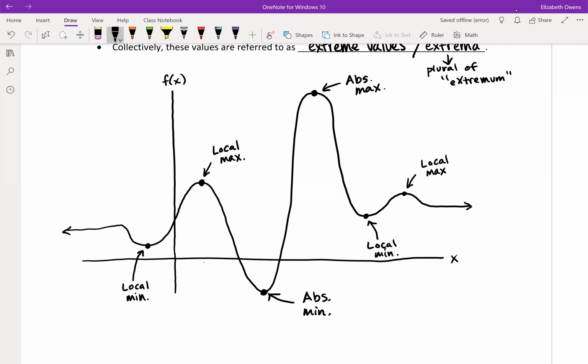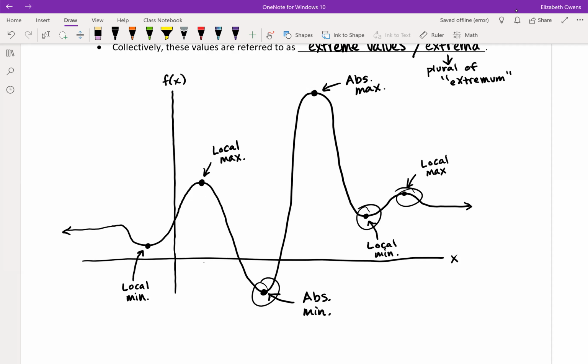So maximums in general look like they are at the top of the hill. Local would be the smaller hills in their own little area. That's the top there. Absolute would be the big top of the hill. So top of the hill makes a maximum. Bottom of a valley is where a minimum is going to be. So minimum, minimum, minimum. There's all of our extrema, it looks like.